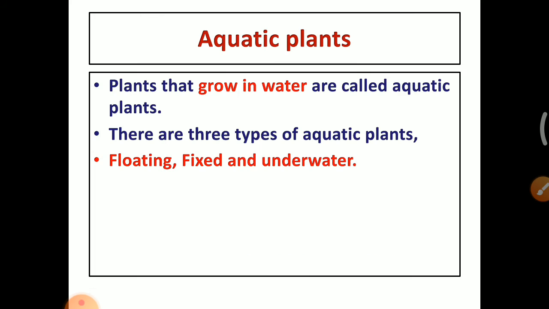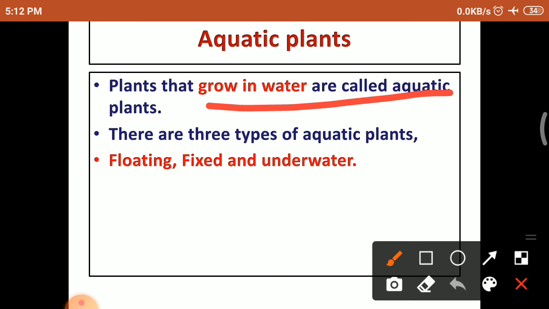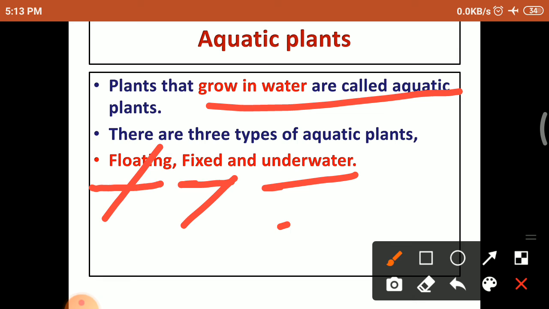The next one is aquatic plants. Already we know what is meant by aquatic plants. The plants that grow in water are called aquatic plants. There are three types of aquatic plants. Just as terrestrial plants are divided into different types, aquatic plants are also divided into different types. One is floating, another is fixed, and the third is underwater.